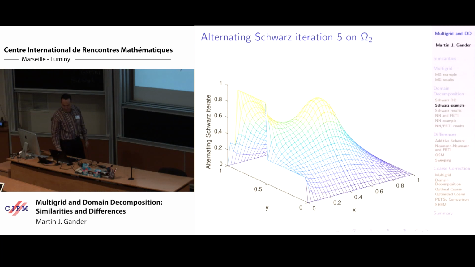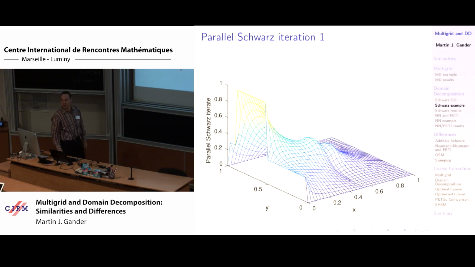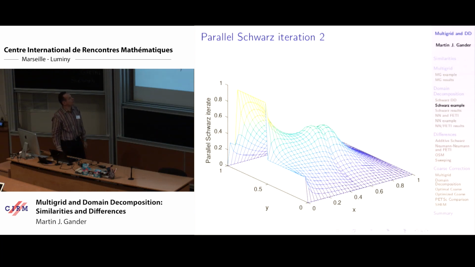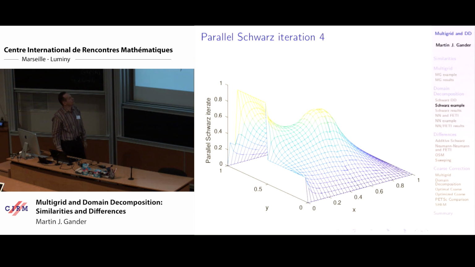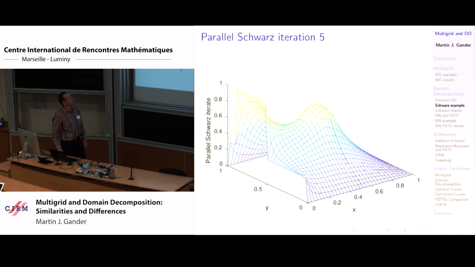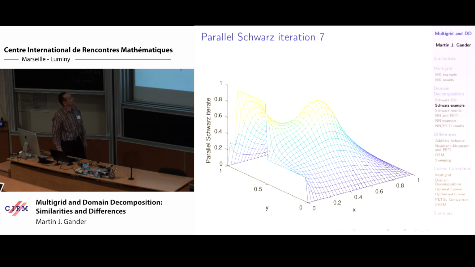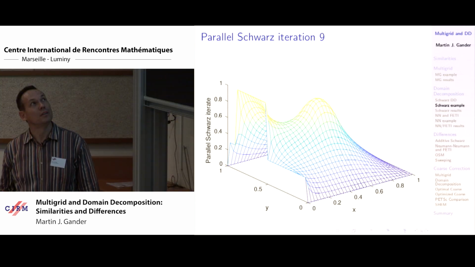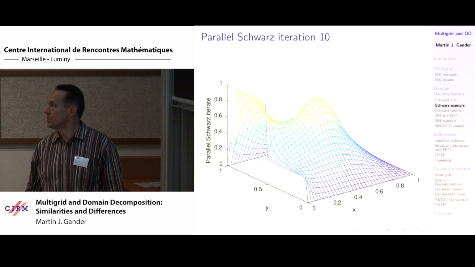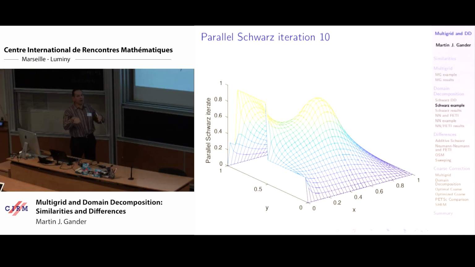Now I do the parallel method. So I solve on both subdomains. I exchange data, solve, exchange, solve, exchange, solve. You see it's a bit slower. I need about twice the number of iterations. This is because the parallel method calculates two alternating sequences which are just embedded. You can see it just goes like this. For two subdomains, it's a direct relation. For many subdomains, it's not so direct a relation.